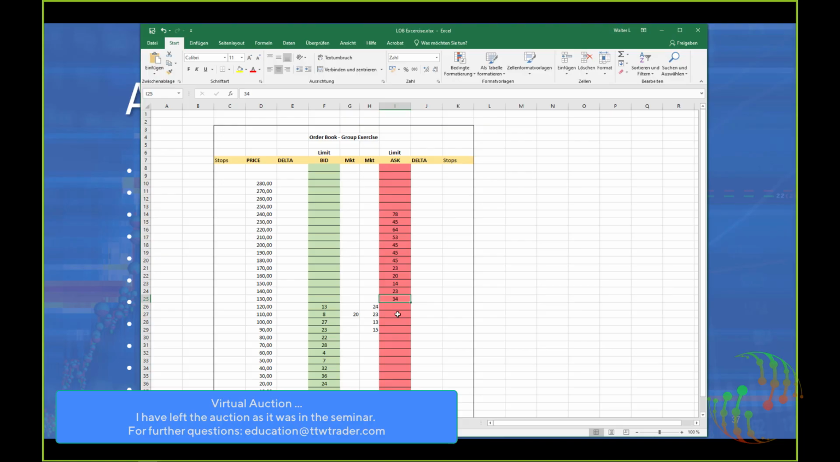34 at 130, 13, 34 and 13. We are trading at 130 with 34 to sell. These are contracts I want to sell. 34 at 130. Are you ready to buy 34 contracts at 130? Okay, the bid is strong here.